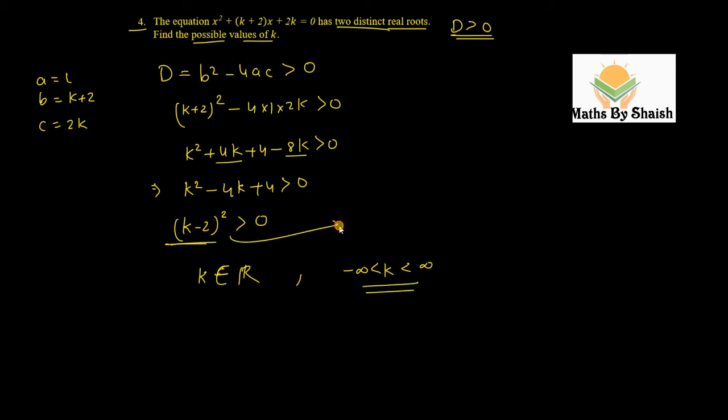For example, if you want to understand more, if you put k negative, let's say minus 4, then minus 4 minus 2 whole square, this is minus 6, that is 6 square only, which will be greater than 0. And if I take k equal to 5, then 5 minus 2 whole square is 3 square, that is also greater than 0. So it is true for all the values of k. So the solution is k belongs to the set of real numbers, or k is between minus infinity and infinity. So let's discuss the next question.